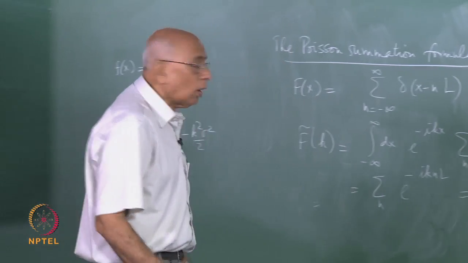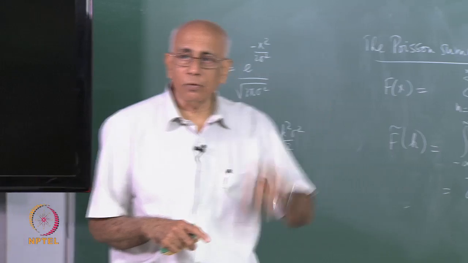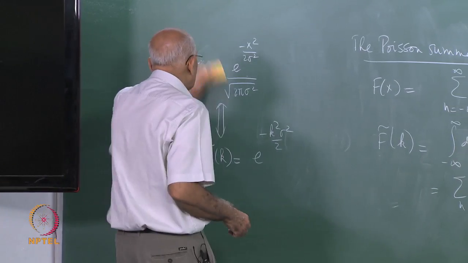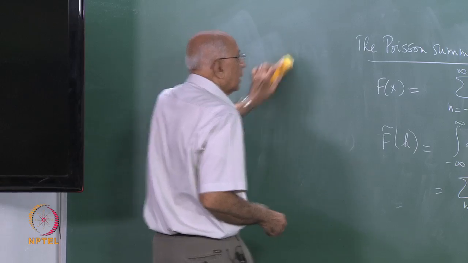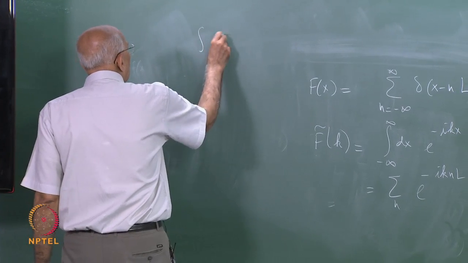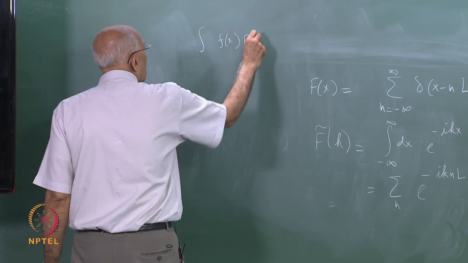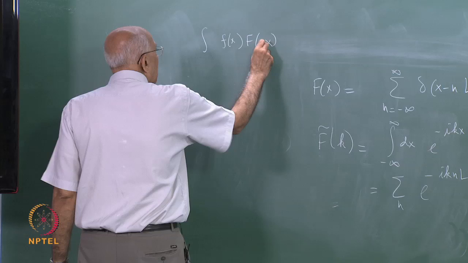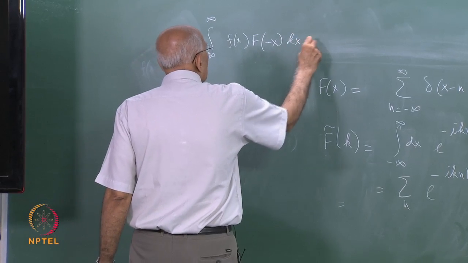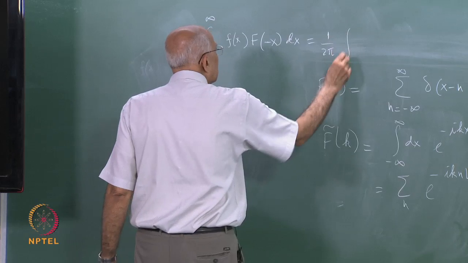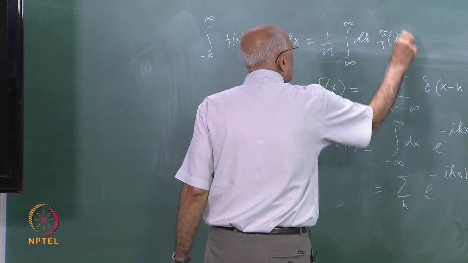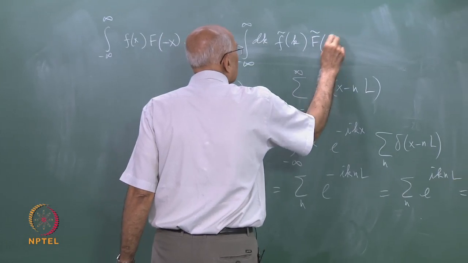Okay. And now we go back and look at the generalization of Parseval's theorem that we already deduced. Okay. And what that result said was the following. It said that if you have two functions f of x and capital F of x, then the integral from minus infinity to infinity dx was equal to 1 over 2 pi integral minus infinity to infinity in k space f tilde of k F tilde of k.